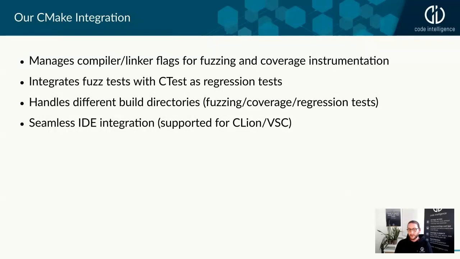And this is what we do with regression tests. If you have a finding, you can easily reproduce it, and you can easily check if it's a regression or not. Then the CMake integration also handles the different build directories. For example, the fuzzing, coverage and regression tests get built in separate directories. And with the CMake integration underlying, you get good support in your IDEs. We will take a look at CLion and VS Code later on, so we have an idea how this can integrate into your daily developer workflow.